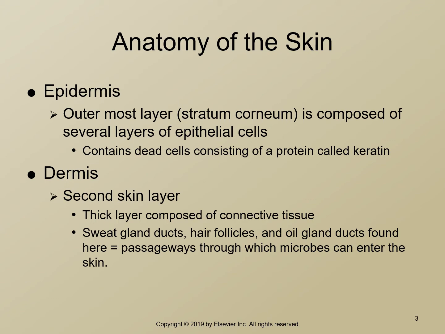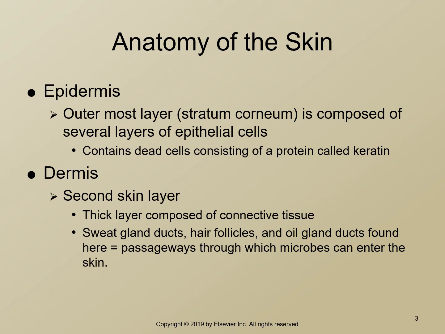Before we discuss the specific types of infections, we'll revisit the anatomy of the skin. Remember, the skin consists of 3 layers: the epidermis, the dermis, and the subcutaneous layer. The epidermis is the outermost layer, and it's composed of several layers of epithelial cells. The outermost layer of the epidermis contains dead cells consisting of a protein called keratin. The second layer of skin is the dermis, and this is a thick layer composed of connective tissue.